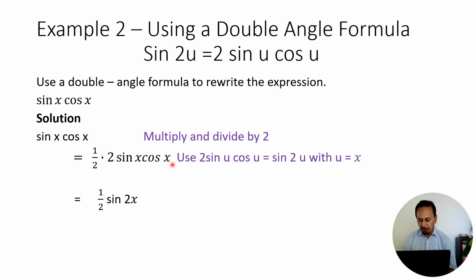Now 2 sine x cosine x is similar to this one, 2 sine u cosine u, which is sine 2u. Now if you change u to x here, it becomes something like this. So now this is equal to sine 2x. Bring down the 1/2. So the answer is 1/2 sine 2x.